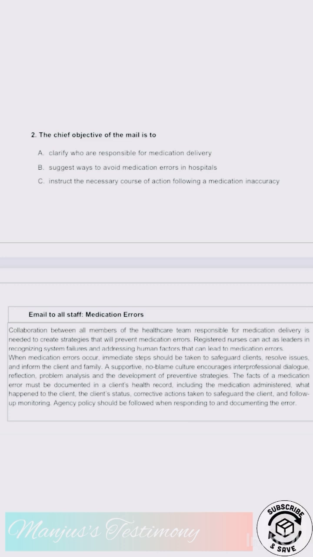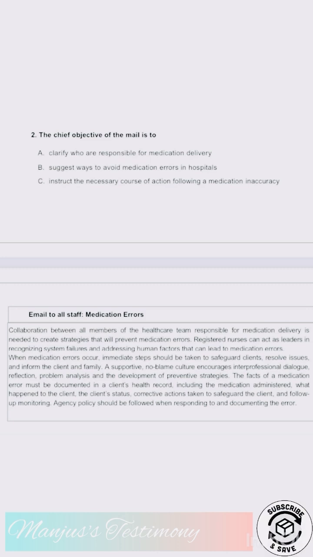Email to all staff. Subject is medication errors. Collaboration between all members of the healthcare team responsible for medication delivery is needed to create strategies that will prevent medication errors. Registered nurses can act as leaders in recognizing system failure and addressing human factors that can lead to medication errors. When medication errors occur, immediate steps should be taken to safeguard the client, resolve issues, and inform the client and family. A supportive, no blame culture encourages interprofessional dialogue, reflection, problem analysis, and the development of preventive strategies.